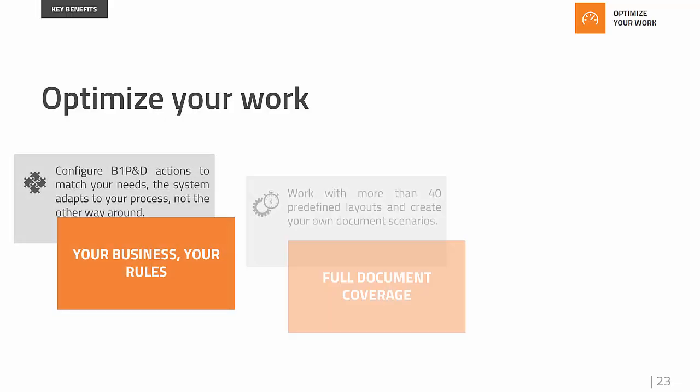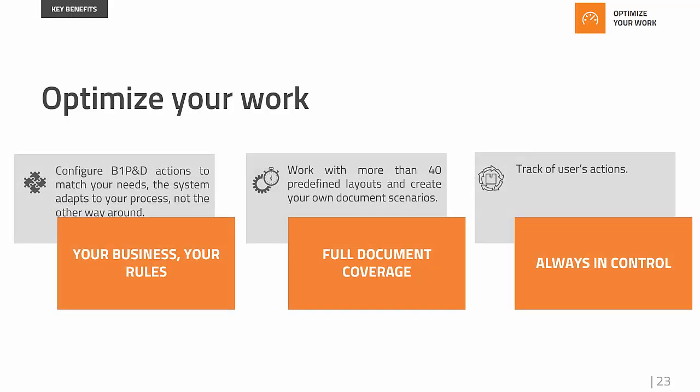Another benefit we can get with Boyum Print and Delivery is that we can optimize your work, your business, your rules. You can configure Boyum Print and Delivery actions to meet your needs. The system adapts to your process, not the other way around. So even though we're working with custom processes that only belong to your company, we can create a configuration for you. Full document coverage. We work with more than 40 predefined layouts and create your own document scenarios. And always in control, we have reports that allow us to track all the user actions.